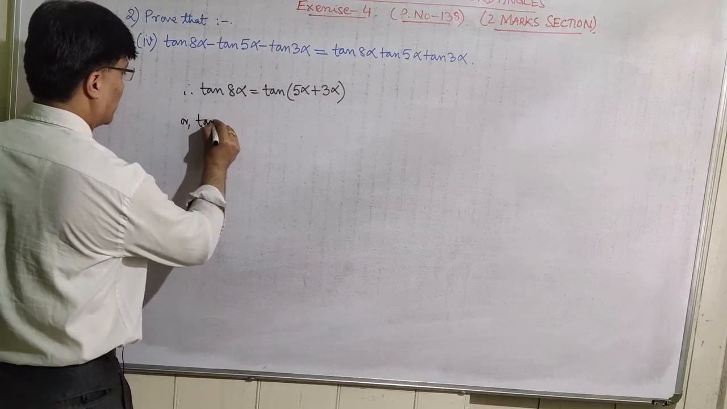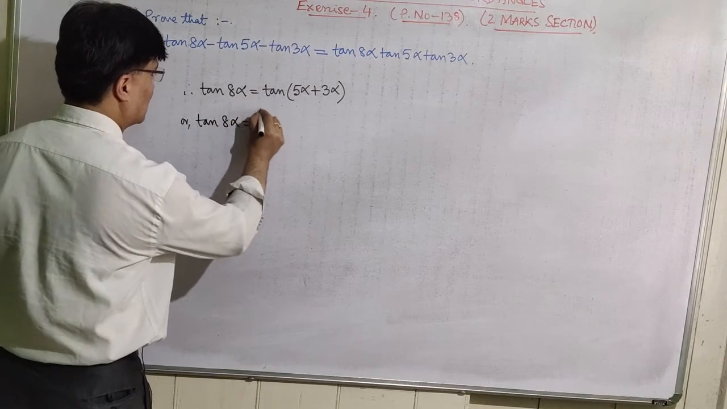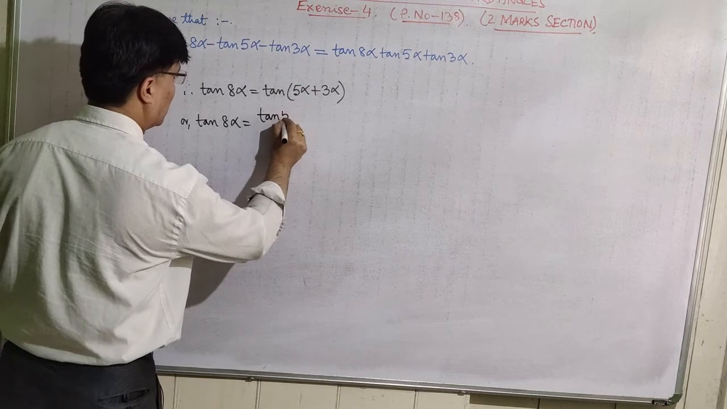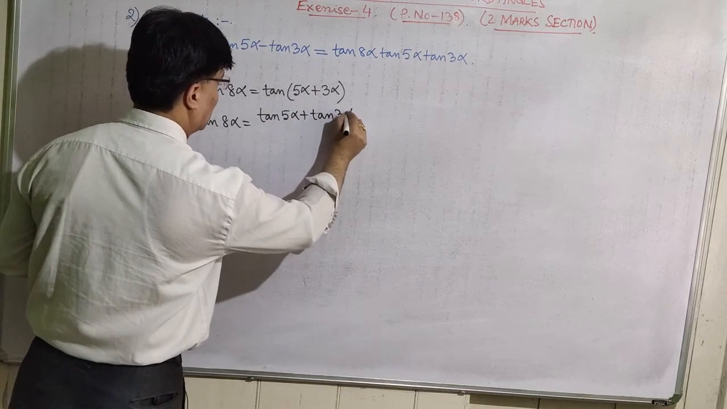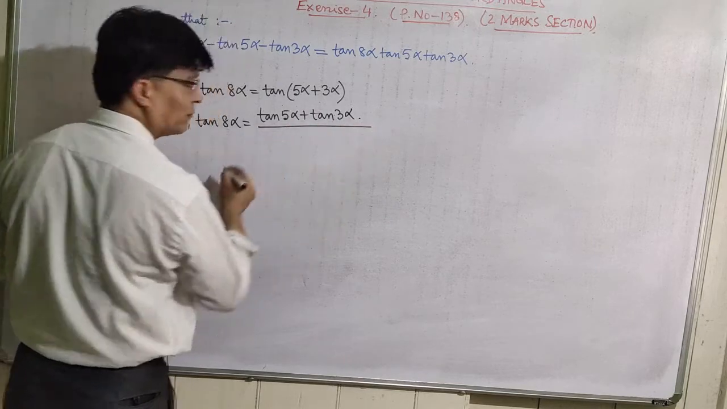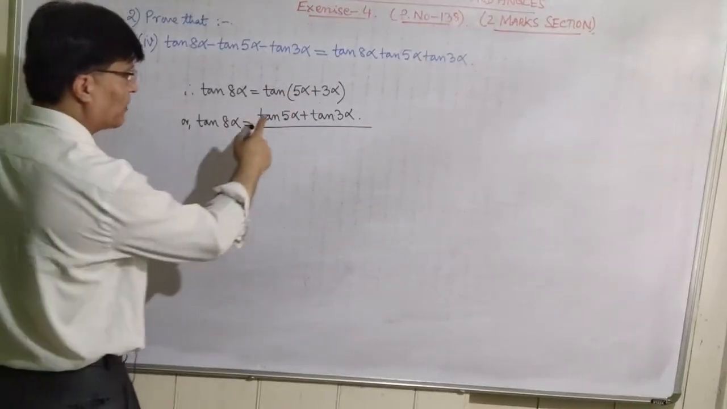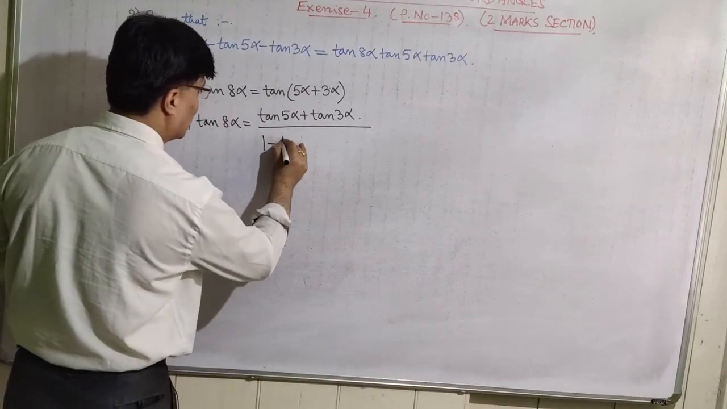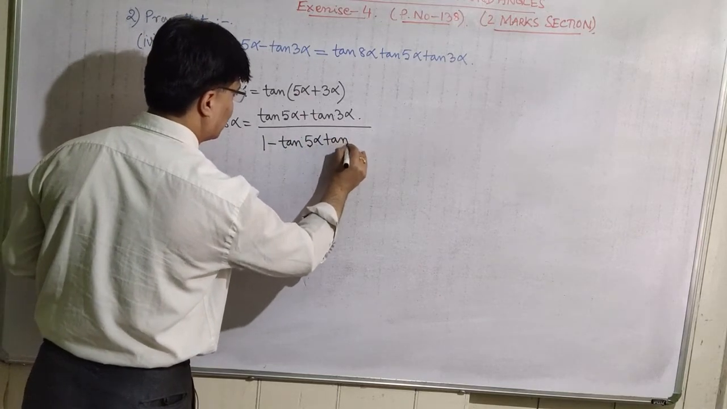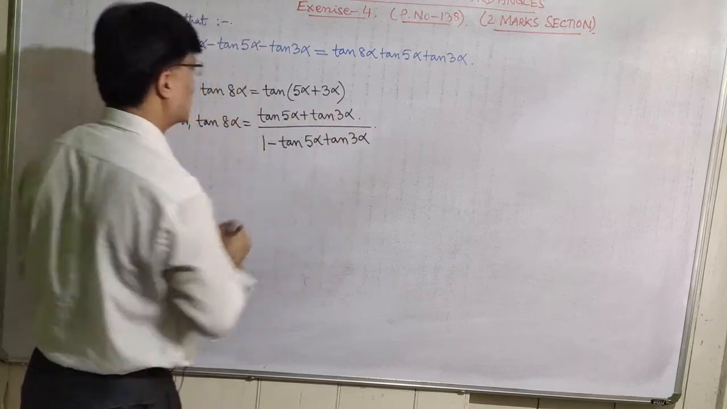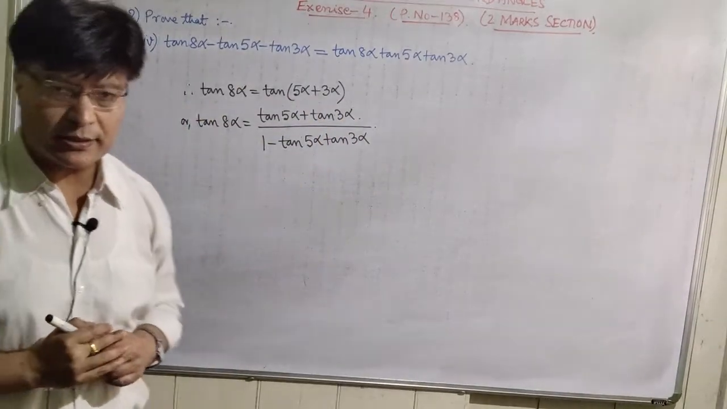So tan 8 alpha is equal to, what is tan A? Tan 5 alpha plus, what is tan B? Tan 3 alpha, divided by, this is the tan of A plus B formula: tan A plus tan B divided by 1 minus tan A tan B. Is that clear? So I think you have understood it.